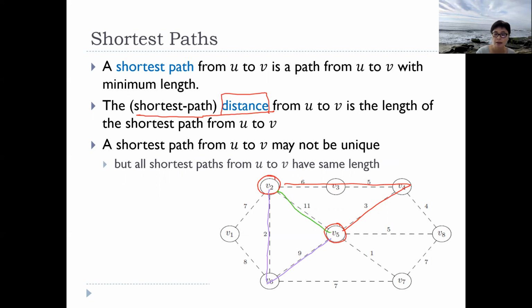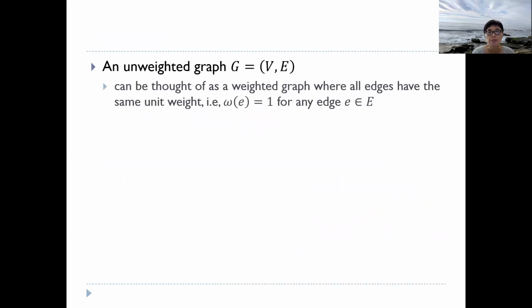Now, earlier, we also talked about the shortest path, but there our graph was unweighted. Alternatively, you can view an unweighted graph to be a weighted graph where all the edges have the same unit weight, namely all edges have weight 1. And because of this, what is the length of a path?